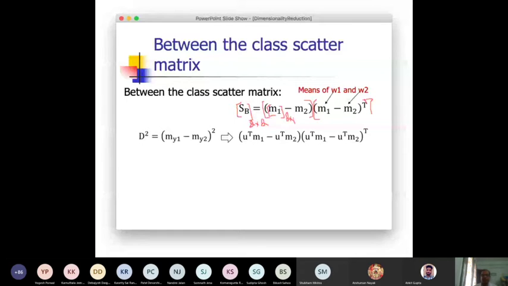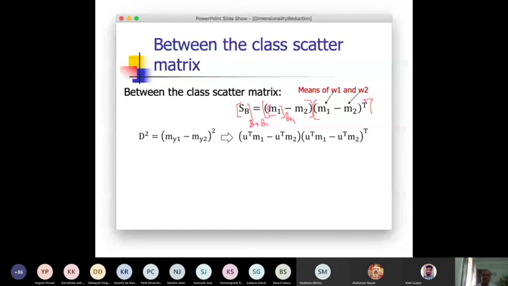Any difficulty in understanding this expansion? No, sir. So U transpose M1 is My1. You have understood, and U transpose M2 is My2. And that is how you are expanding it.